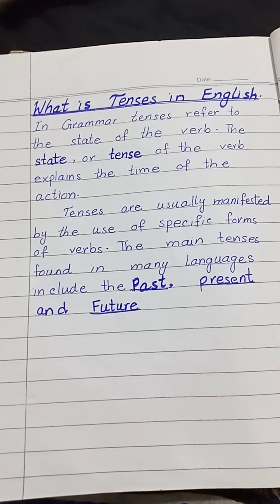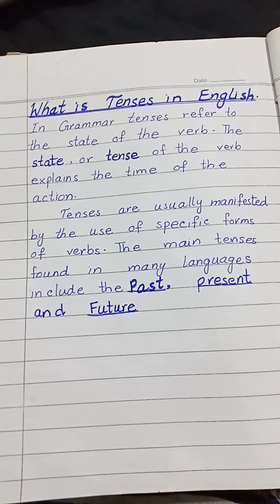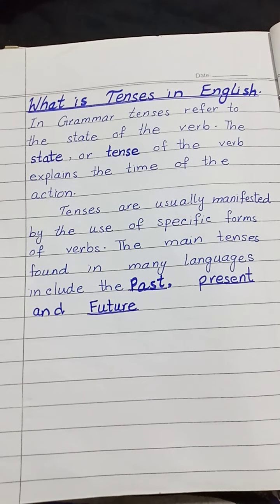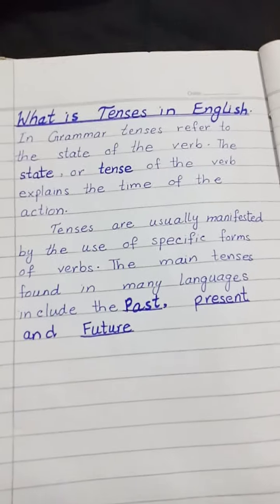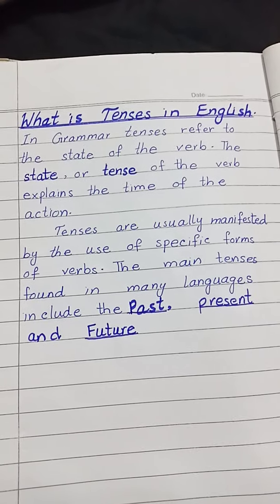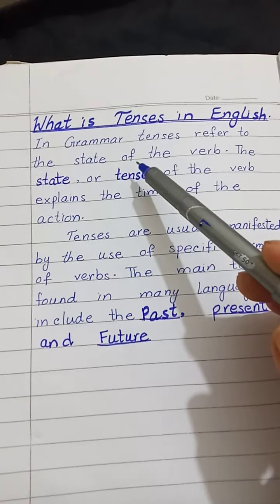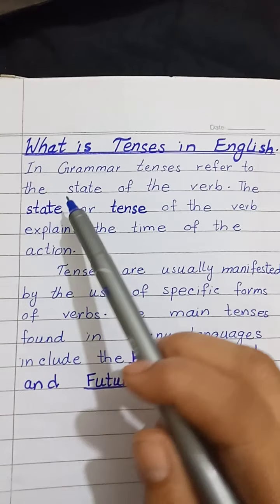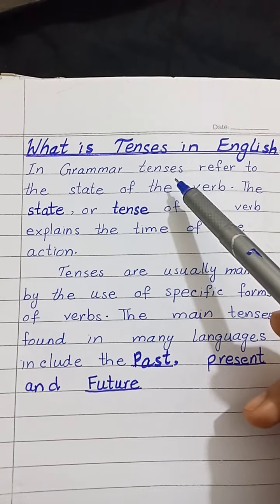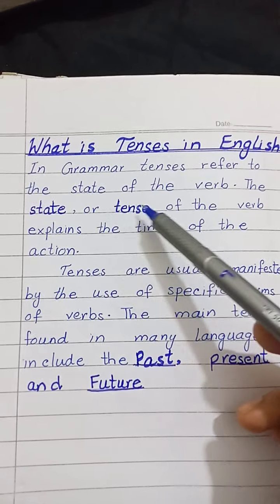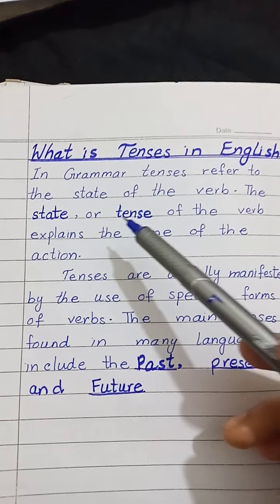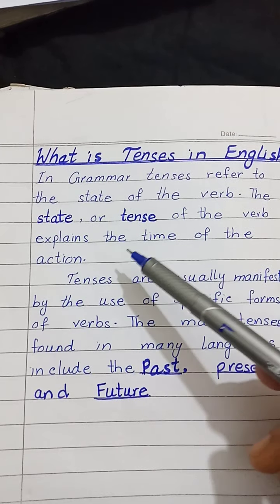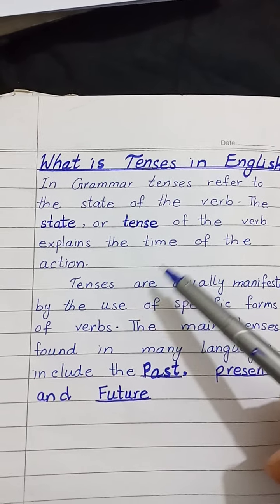Today we are going to learn about tenses, particularly past indefinite tense. Before starting past indefinite tense, I would like to elaborate what tense actually is. So first of all, you will learn what tenses are in English. In grammar, tenses refer to the state of the verb. The state or tense of the verb explains the time of the action, when an action takes place.